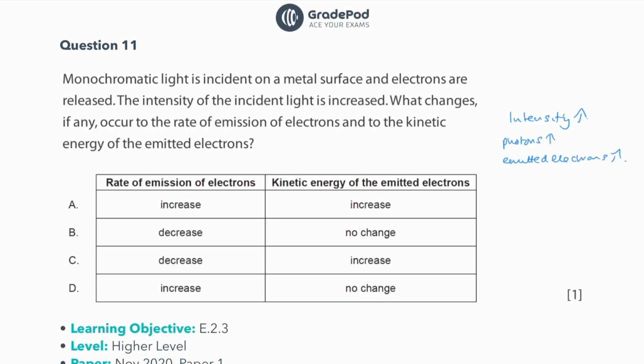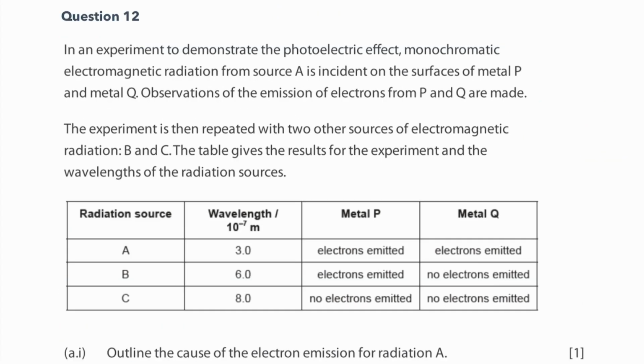Okay, let's go to the question. What changes, if any, occur to the rate of emission of electrons and to the kinetic energy of the emitted electrons? Well, given that the frequency of the photon is the same, then there's no change to the kinetic energy of the emitted electrons. However, the intensity is increased without the frequency changing, which means the number of photons incident must increase, which means the number of emitted electrons increases. The answer is D.